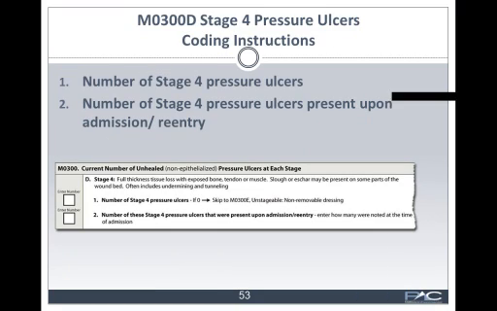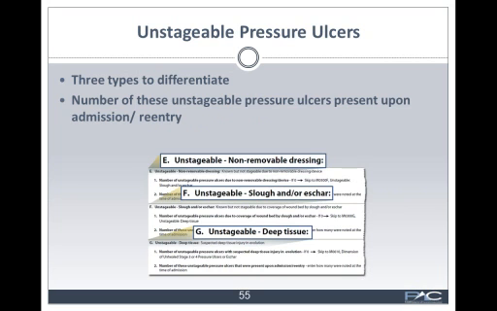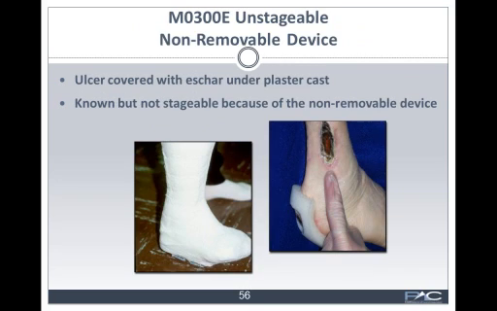All right, and just like the other areas, then you need to code number of stage 4s and number present upon admission and reentry. Okay, unstageable pressure ulcers. And just a few things to differentiate here is, this was certainly a sweeping change with the MDS 3.0 that we're able to separate these out, where with the 2.0 we were lumping our unstageable ulcers in under stage 4s most of the time. Right? So just kind of go through this. Some of why you may have unstageables.